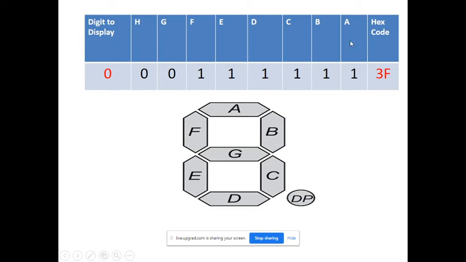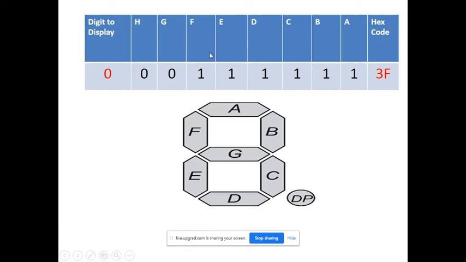Just see how to create the lookup table. You write the letters A, B, C, D, E, F, G and H. Whichever segment you don't want, you make it 0, and all others are 1 1 1. To display 0, I don't want G and H, and that's why I place 0 0 here. Means these two LEDs remain off and all other LEDs remain on, and at that time we get the 0 number on the 7 segment display.